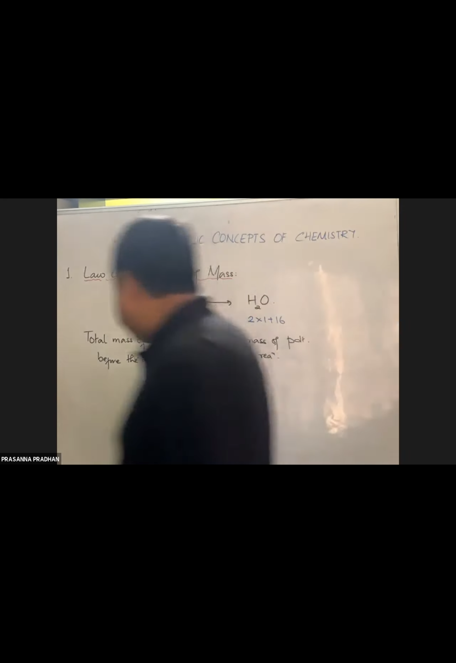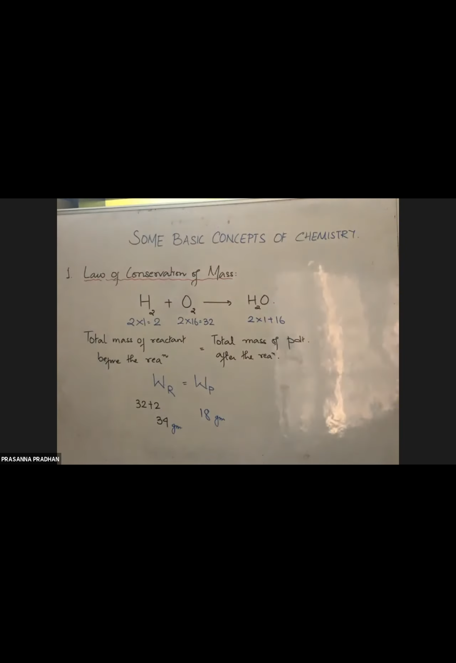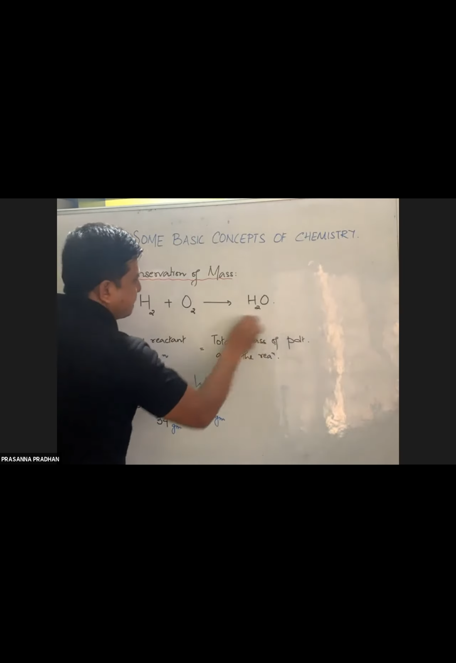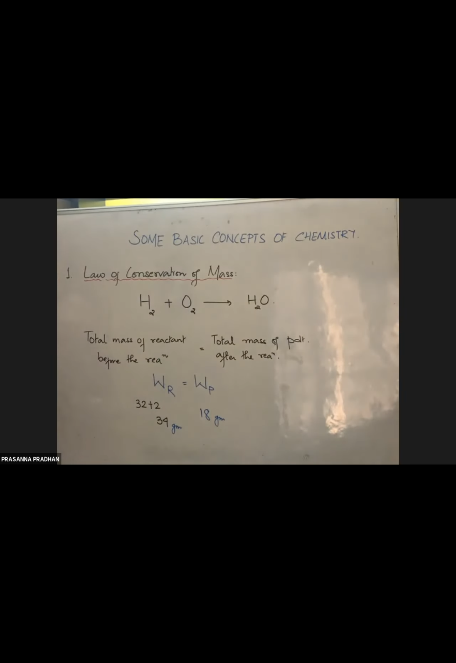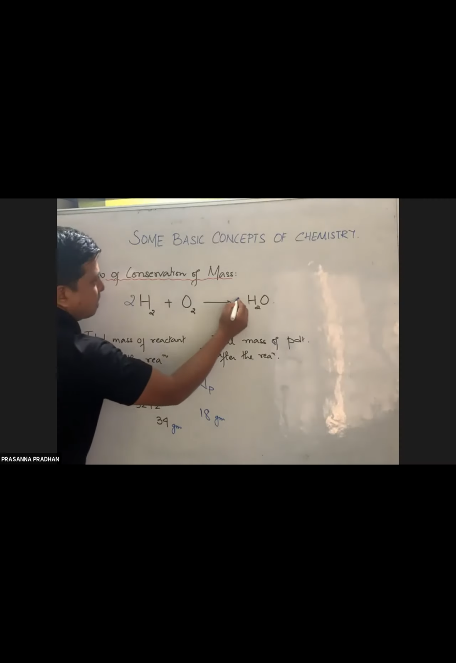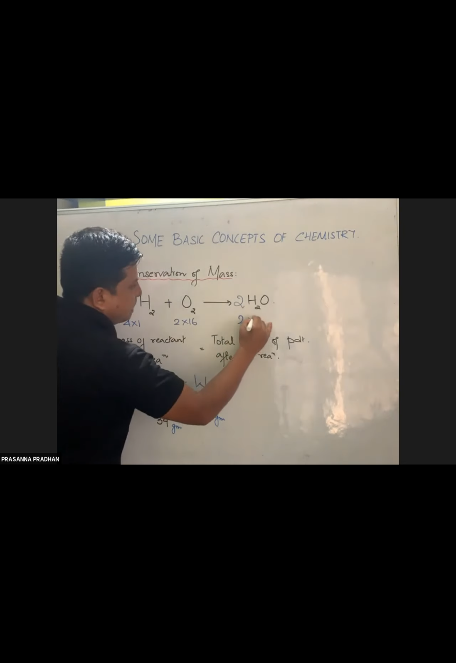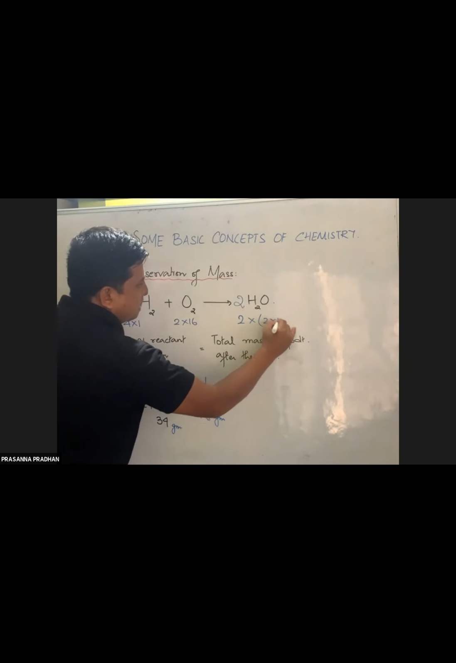Now let us balance and see. How do you balance? Please help me out. So put a 2 before H2, then again in the products also. Right. So 2 into 2 is 4, so 4 atoms, 4 into 1. So 2 into 16 again. So total 2 moles. 2 into 1 plus 16.